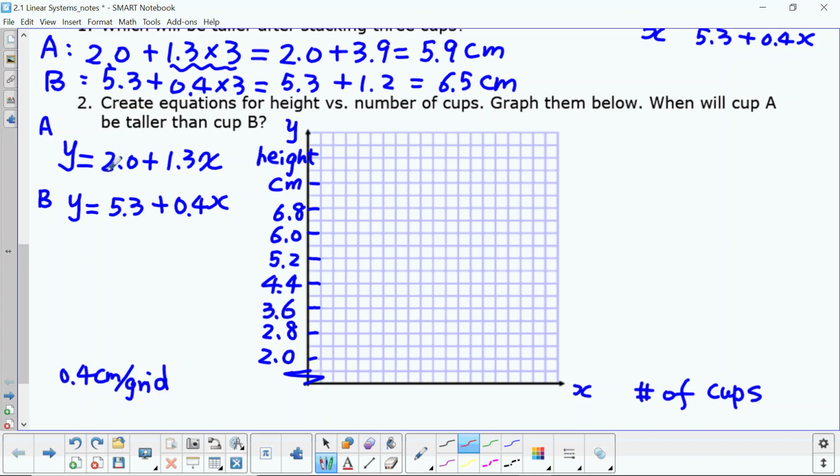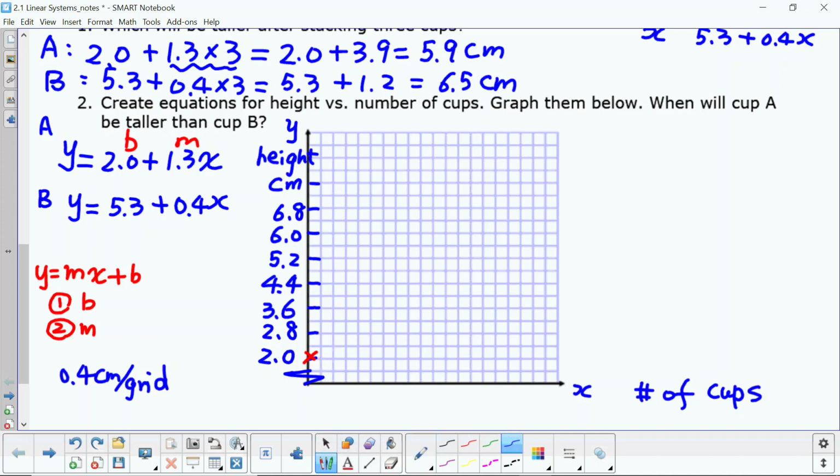To graph the lines. For the first one, if you still remember how to do the graph, we have y equals mx plus b. How are we going to graph it? We are going to start with b. Then after b, we use the slope to find another point. So this one, be careful. This is m, this is b, so we need to go up. The b value is 2.0.